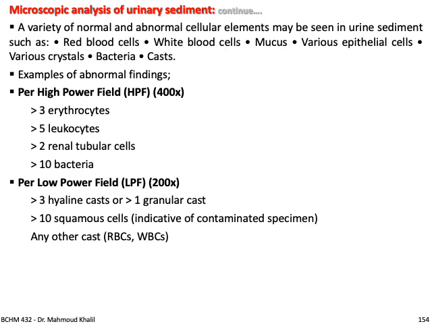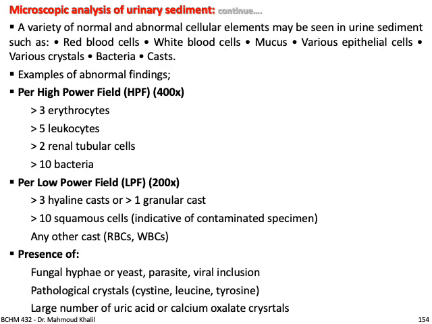Per low power field at 200x: 3 hyaline casts or 1 granular cast, 10 squamous cells indicative of a contaminated specimen, any other casts like RBCs, white blood cells. Presence of fungal hyphae or yeast, parasites, viral inclusions, pathological crystals like cysteine, leucine, and tyrosine, large numbers of uric acid or calcium oxalate crystals.